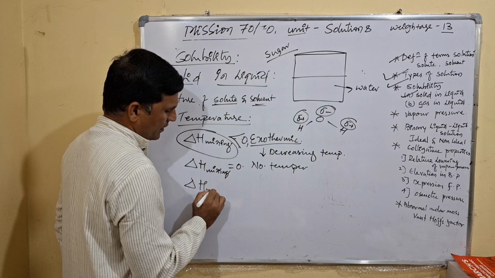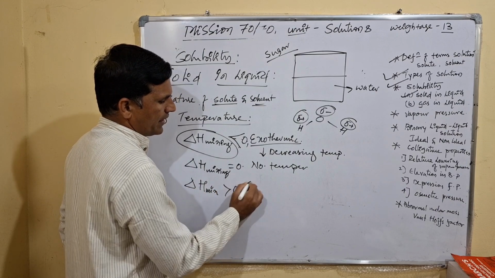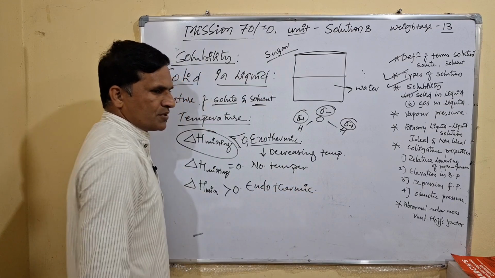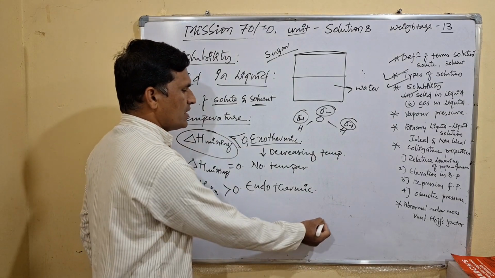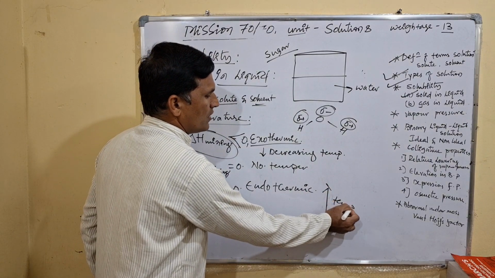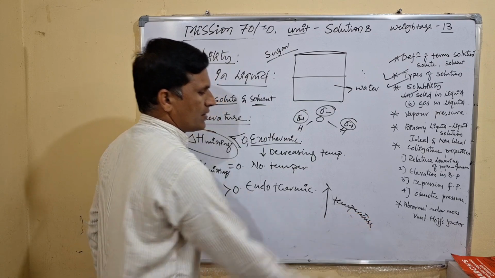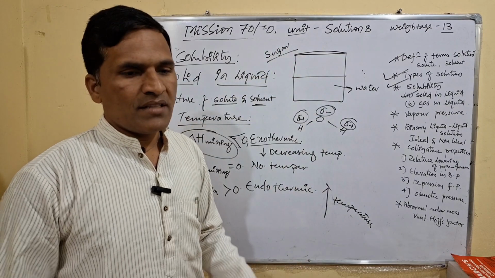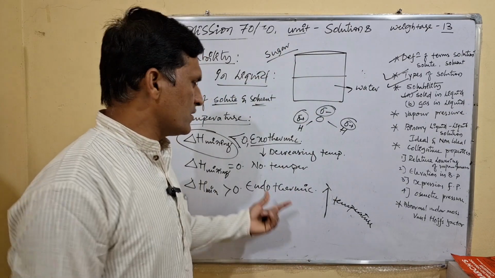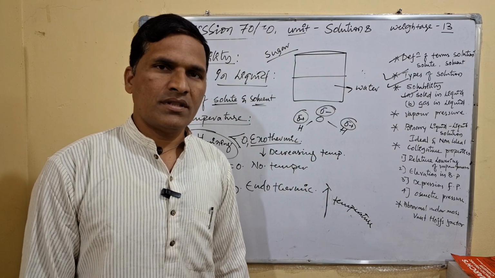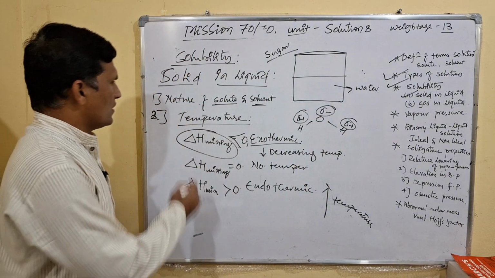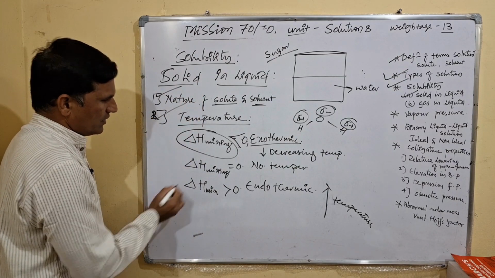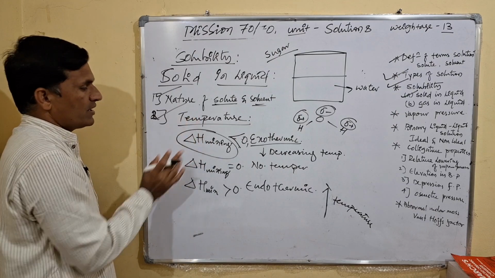Then enthalpy of mixing greater than 0 means endothermic, if the process happens with absorption of heat. So if you raise the temperature, you can enhance the solubility. For example, sugar: if you want to dissolve it, by raising the temperature you can enhance the solubility because it is an endothermic process. So that is how the nature of the solute and solvent, temperature, and the third one is again enthalpy, which is going to decide the temperature factor.